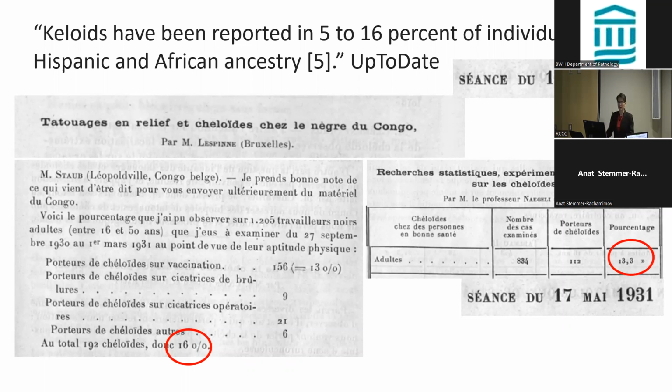Now, which is the number that comes down to us through the decades? If you look at this, I would say maybe it's statistically significant, but it's certainly not of any clinical significance. But this 16% and the increased risk of keloids has come to us again and again.